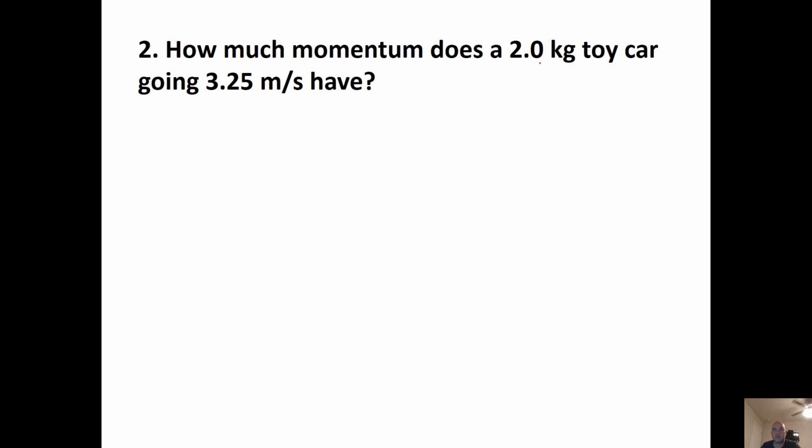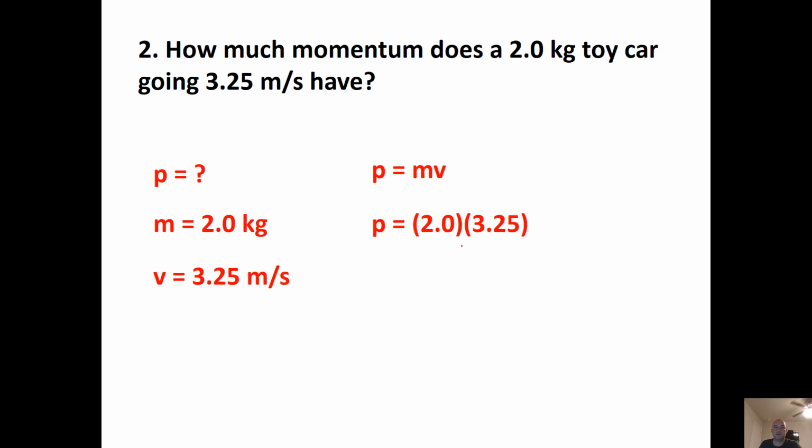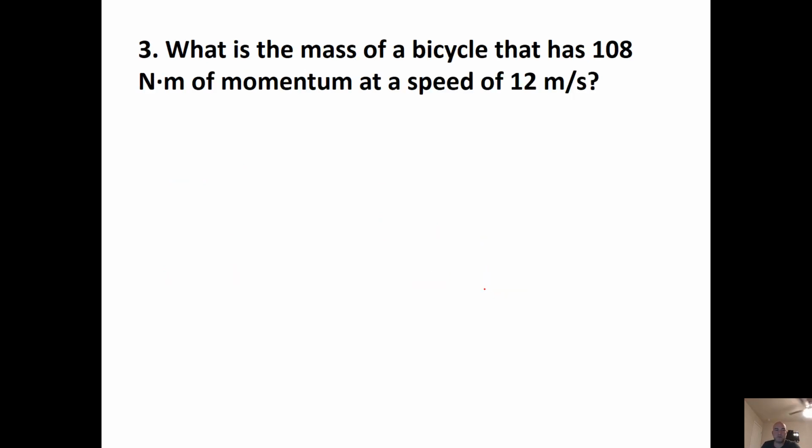How much momentum does a 2 kilogram toy car going 3.25 meters per second have? Well, this is just a straight up momentum equation. It's not asking you for a change or anything. You just multiply the mass times velocity. So you get 6.5 kilogram meters per second.